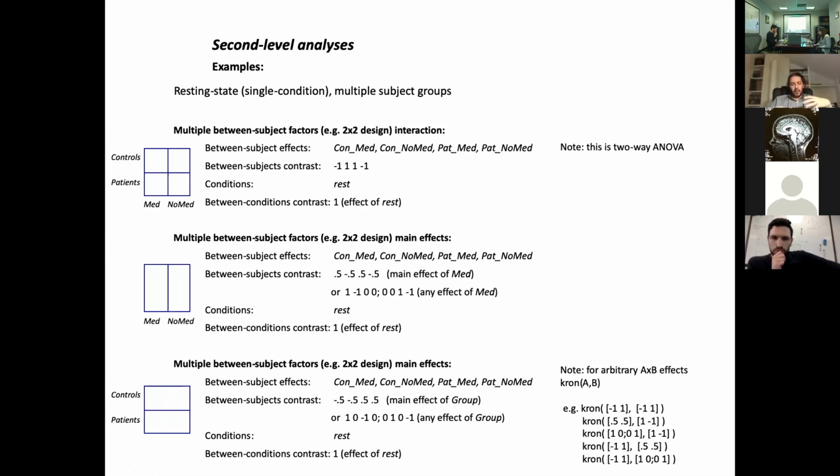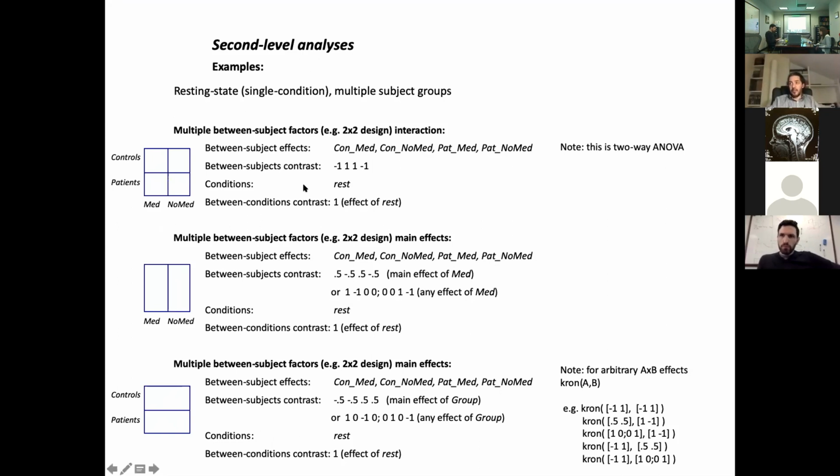So basically, the way to encode that in our second level GLM analysis is by creating a dummy coded variable for every individual cell. In this case, you have this 2x2 design, so you create 4 groups, right? One for the controls, medicated, one for the controls, non-medicated, patients, medicated, and patients, non-medicated. Each of them you treat as an individual group. So you just dummy code them as 1 for the subjects in one group and 0 for everybody else.